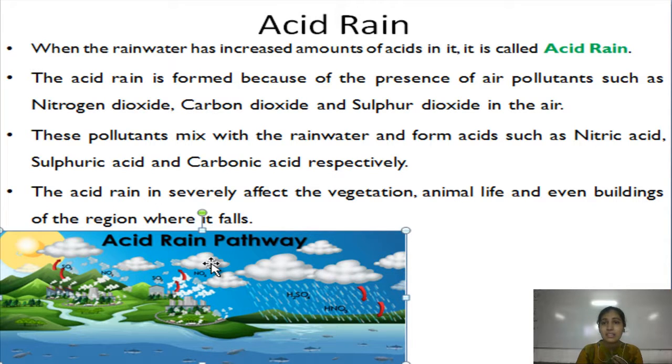where it falls. So we can define acid rain as the rainfall that occurs when the amount of acid is more, and it causes atmospheric pollution that harms the environment and mostly the forests and the lakes.